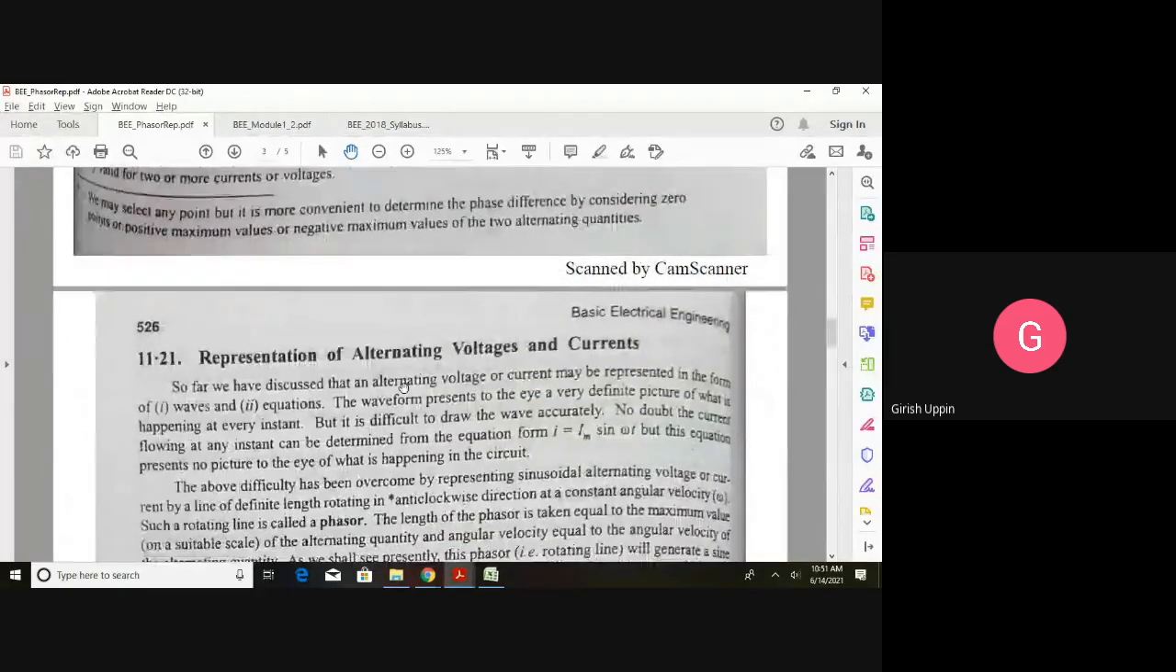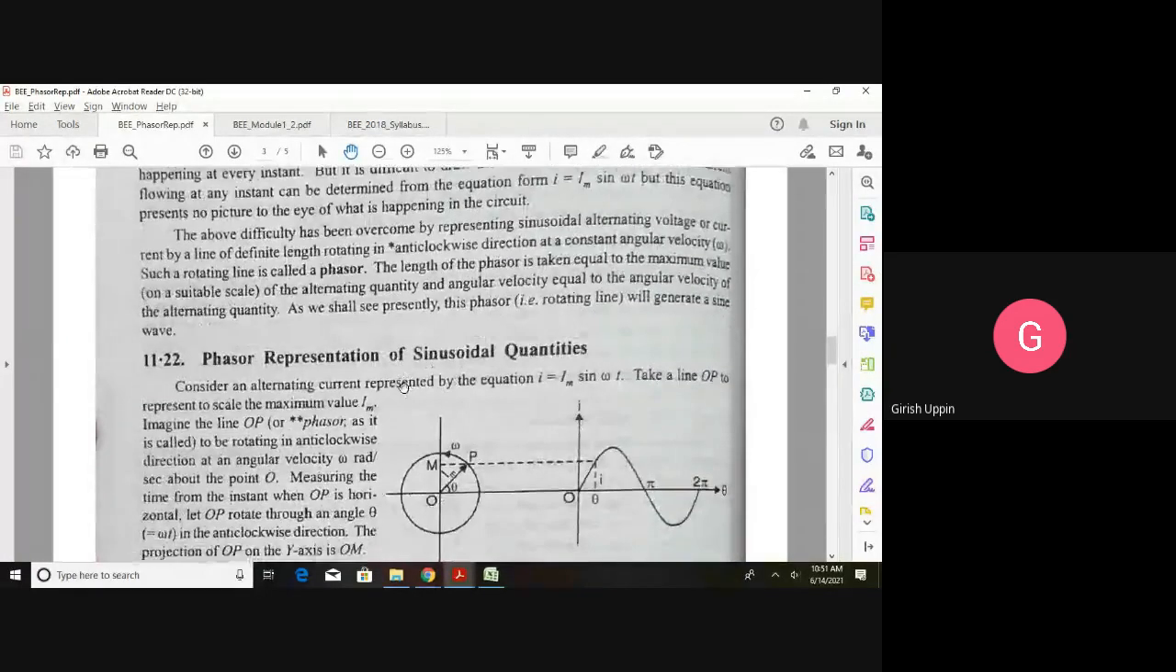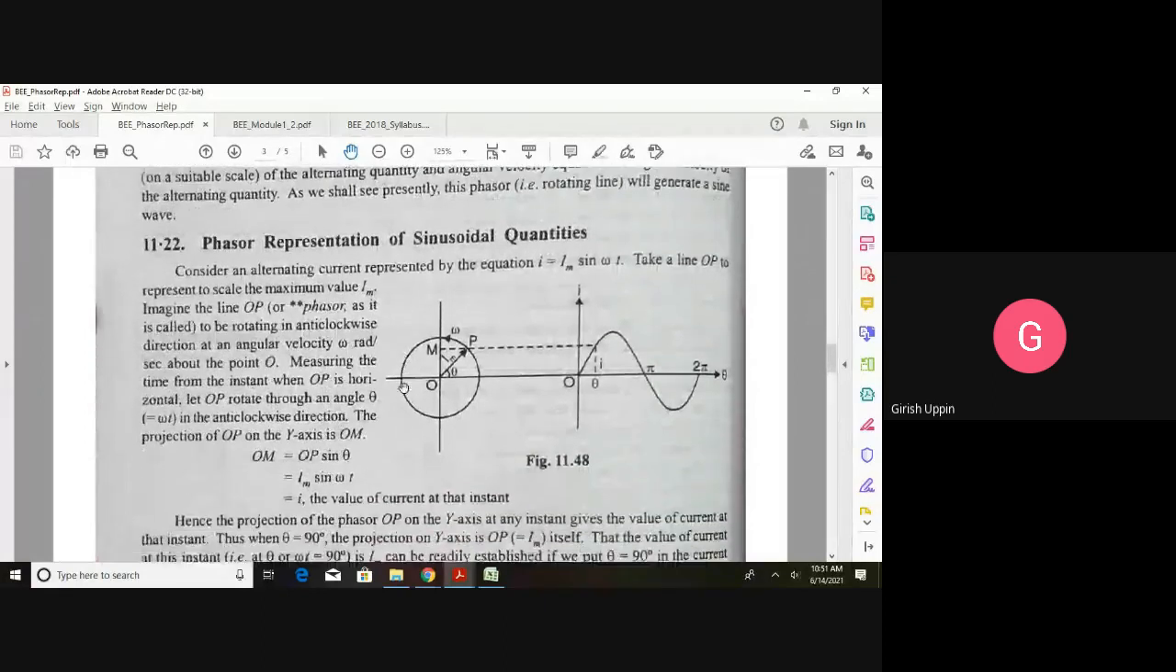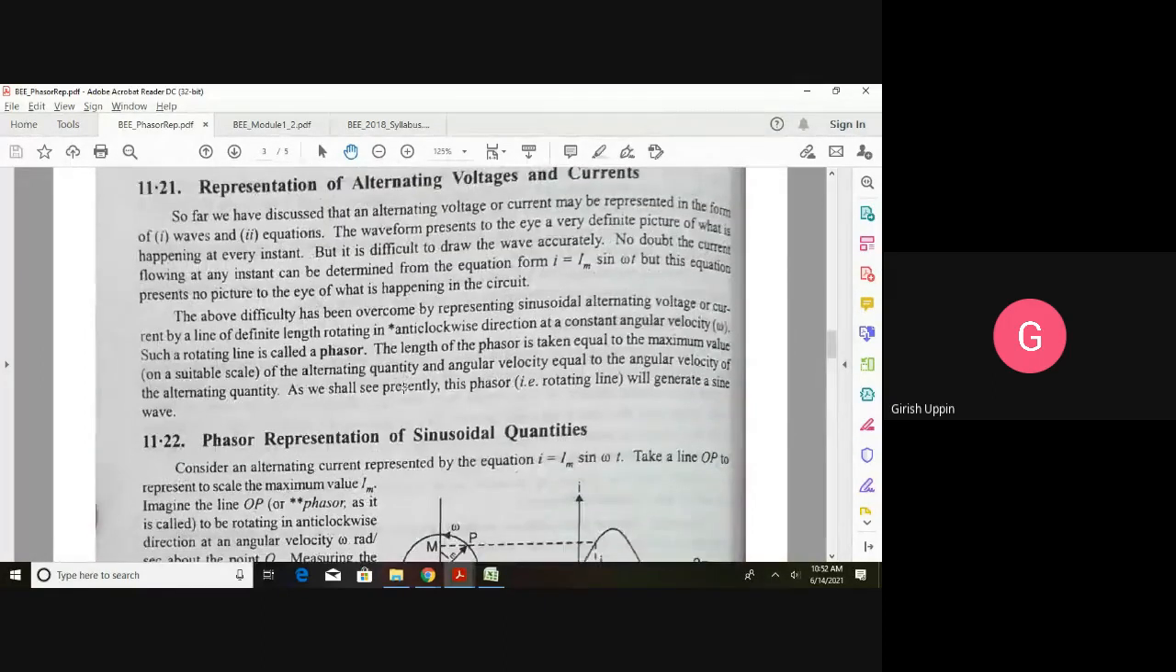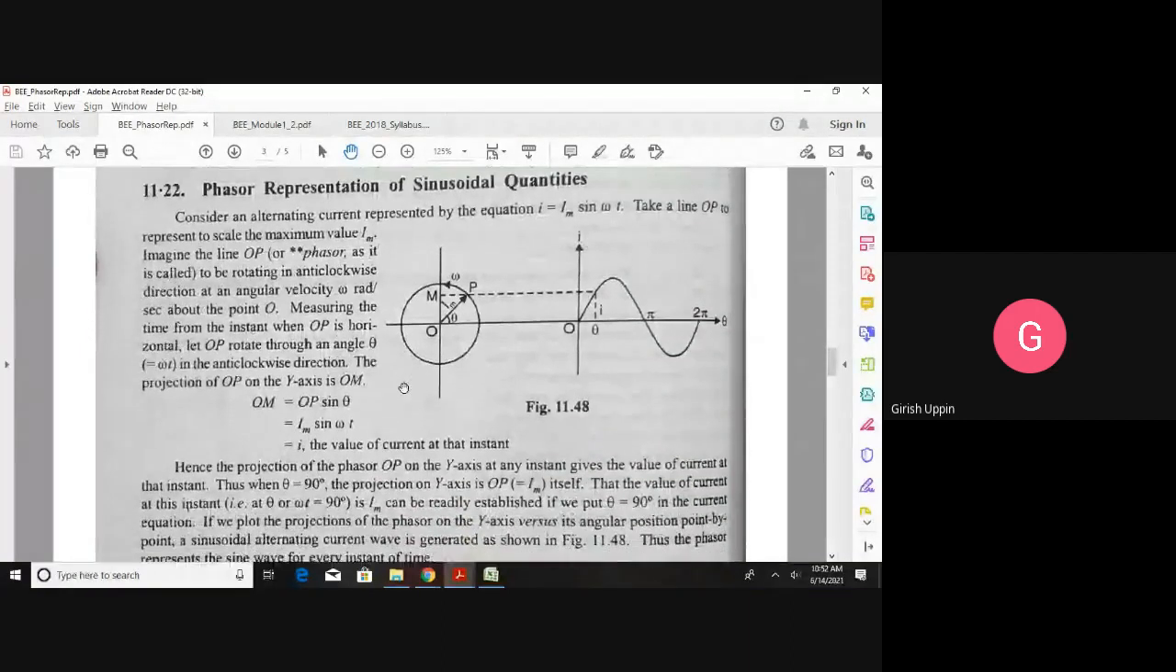Now, with that understanding, we will see how we draw the phasor. Now the phasor representation. Whatever understanding we have about the phase, with that we are going to draw the phasor. Just assume nothing is here. I just have this OP. This is a phasor. OP. Just imagine it is on the x-axis.